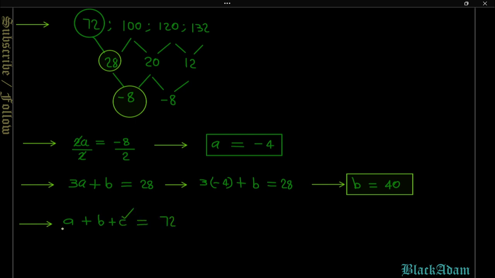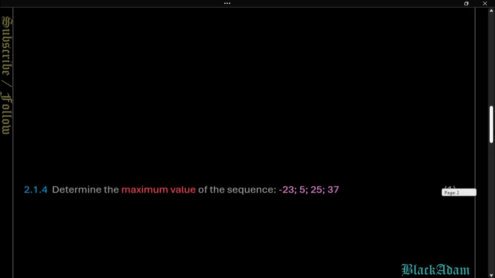We need to solve for c, but our a and b are known. That means we have negative 4 plus 40 plus c gives us 72. Solving for c: negative 4 plus 40 is 36. Taking it to the right, it becomes negative 36. So 72 minus 36 gives us 36 as our answer. So c is 36.